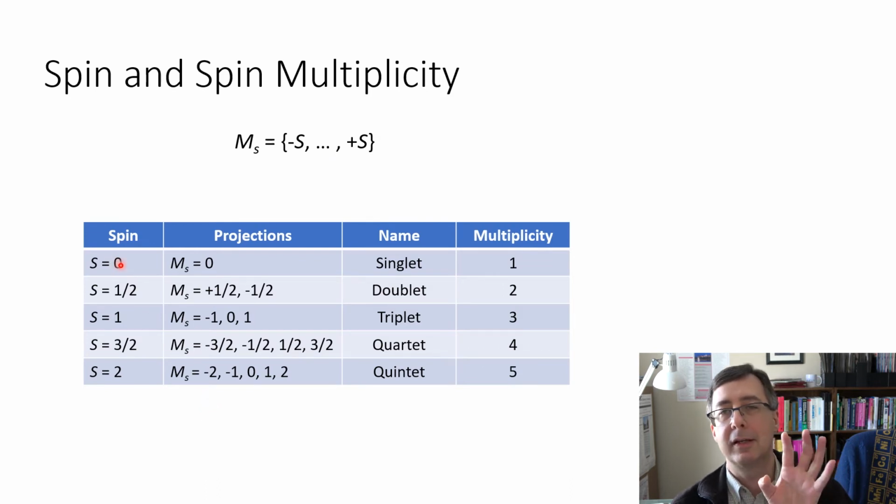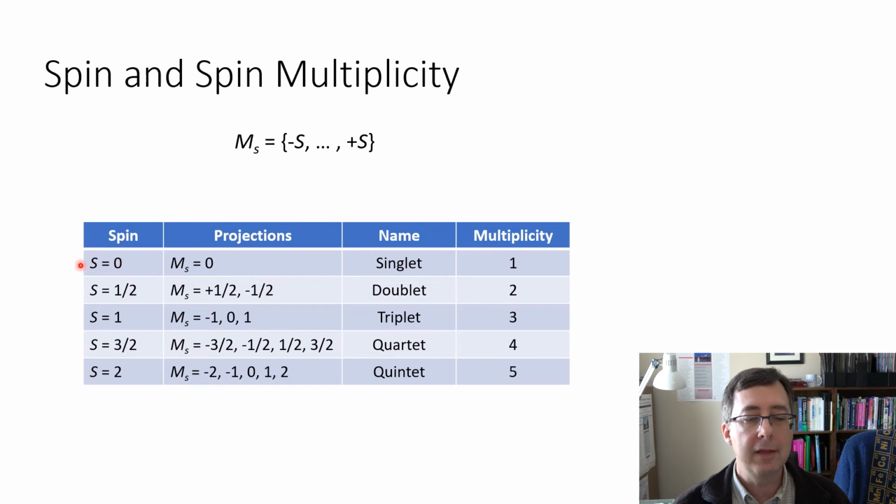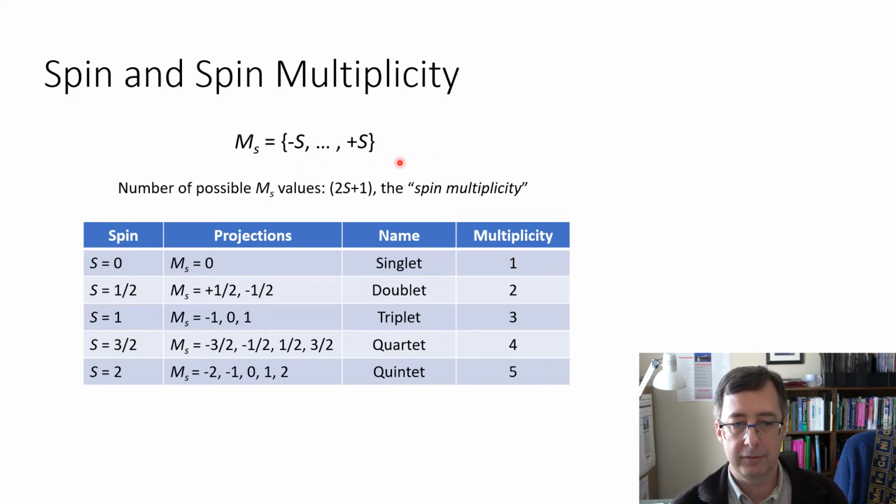And remember, s can be an integer or a half integer. So if s is 0, m sub s must be 0. That's a kind of a boring one, and that's called a singlet. And what's the multiplicity? The multiplicity is the number of possible values for m sub s. Okay? So it turns out this has the general form of 2s plus 1. Now if s is 0, then 2 times 0 plus 1 is 1. There's only one possible way to have m sub s, so that's a singlet.